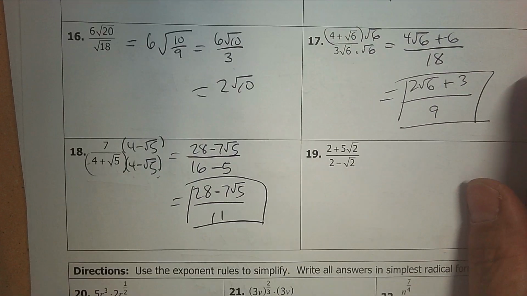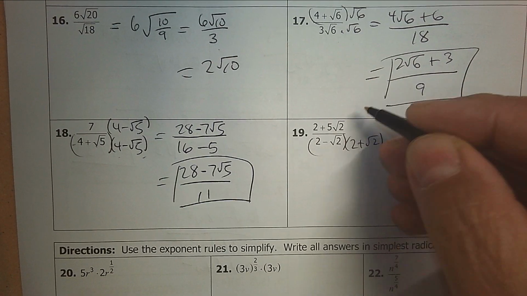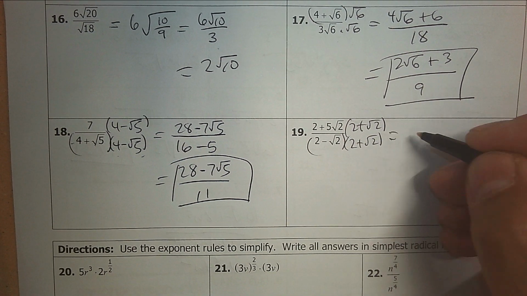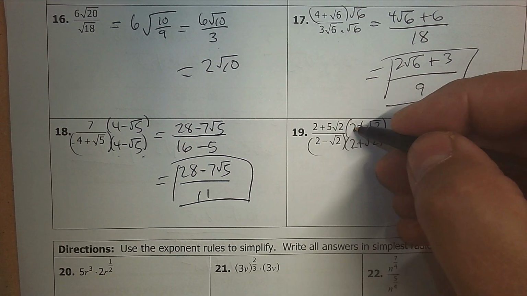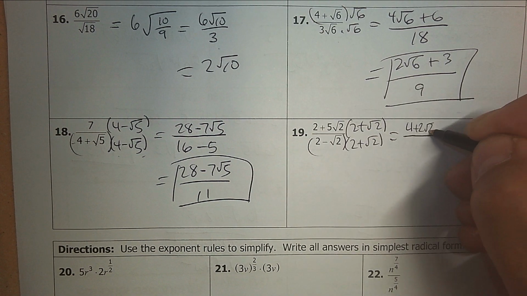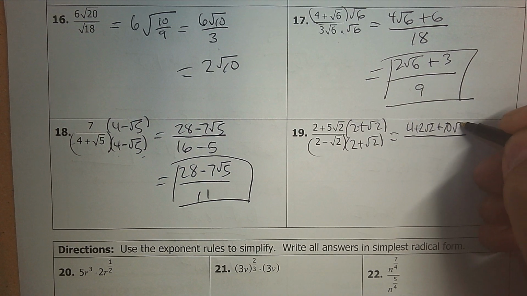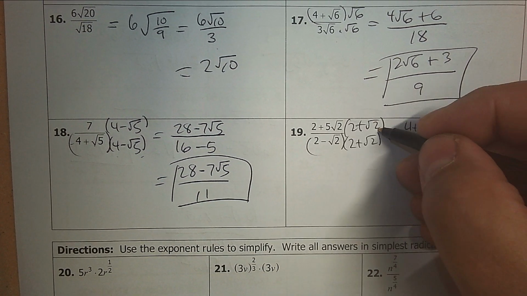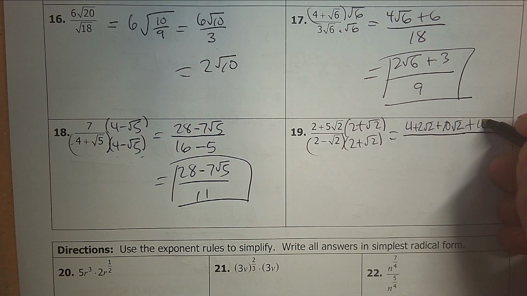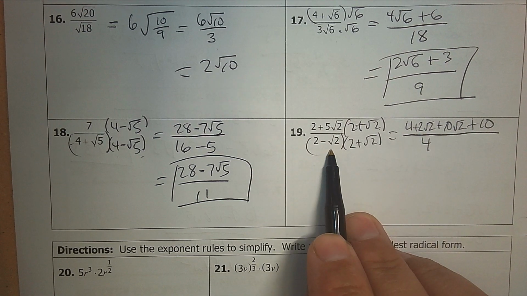Number 19, again we have a binomial number underneath, so I need the conjugate. So the numerator I'm going to have to FOIL, so first times first is 4, and then outer is 2 root 2, and then inside is 5 times 2 is 10 root 2, and then last times last is root 2 times 5 root 2, so that's 2 times 5, which is 10. The denominator, 2 times 2 is 4, negative root 2 and root 2 is negative 2.